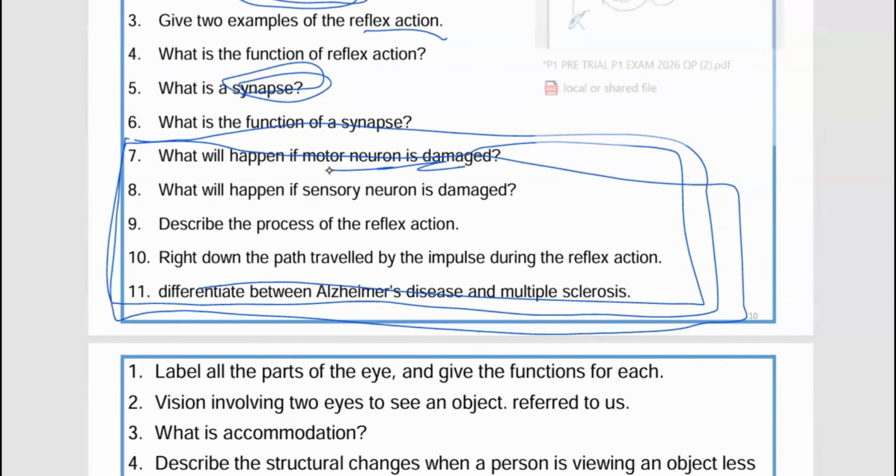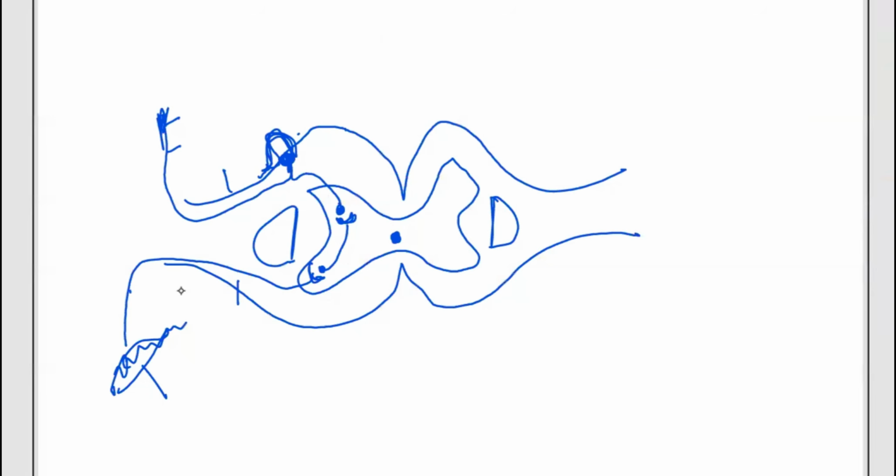So you come back here. If this is the motor neuron X, and then you break it here, what will happen? It means that this sensory neuron is working and sends the impulse to the central nervous system. So it means that now this person will be able to sense what is happening in the environment, but won't be able to react because the motor neuron is damaged. The impulse won't reach the what? The effector. Can this happen whereby you are able to sense but you can't react?